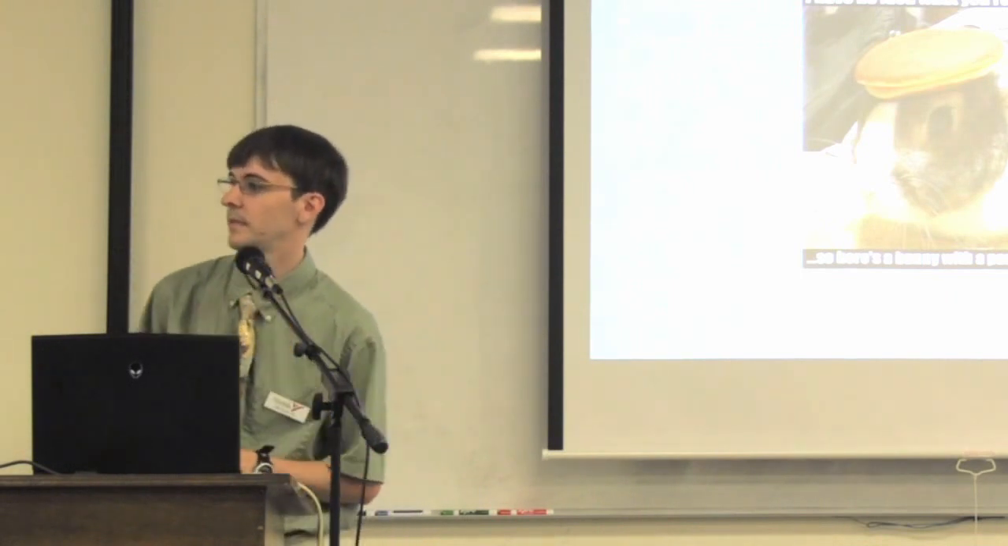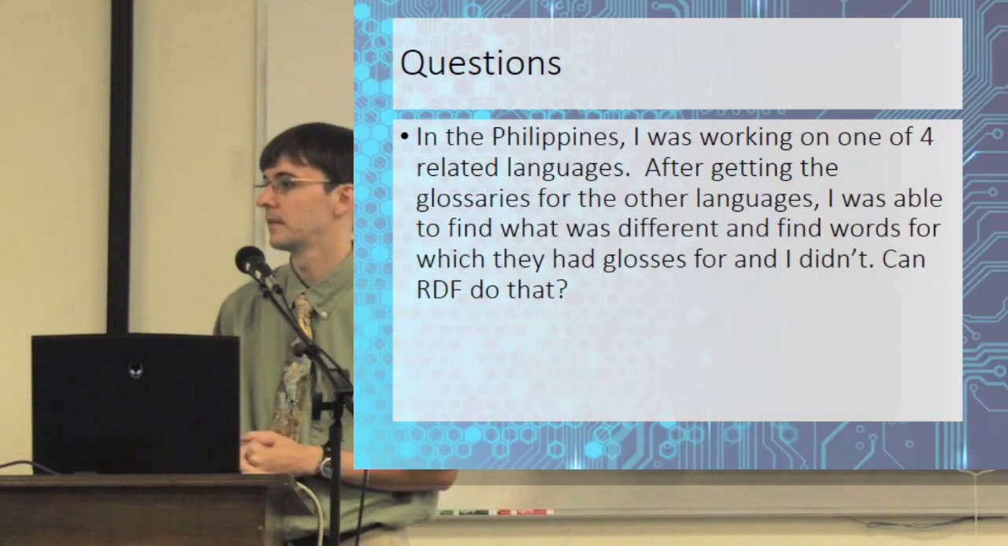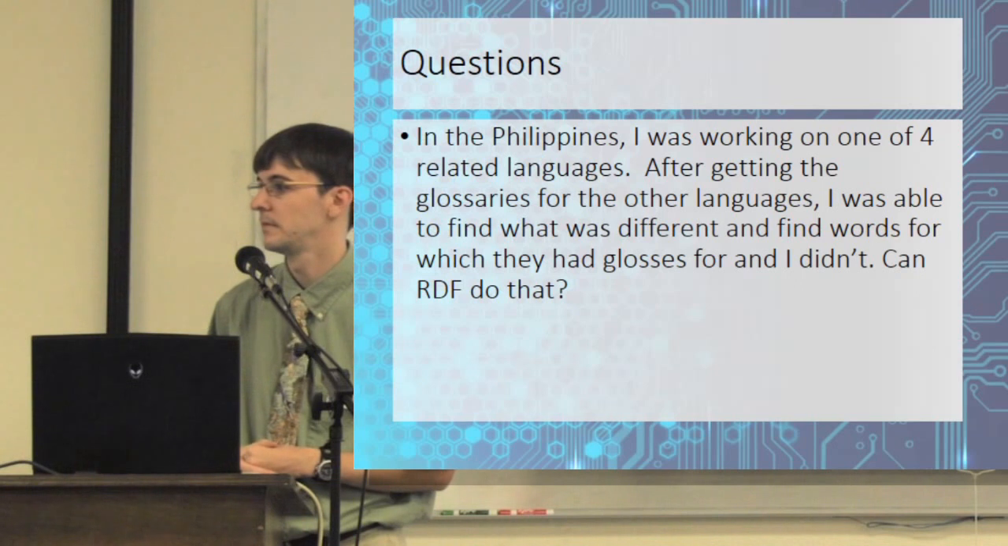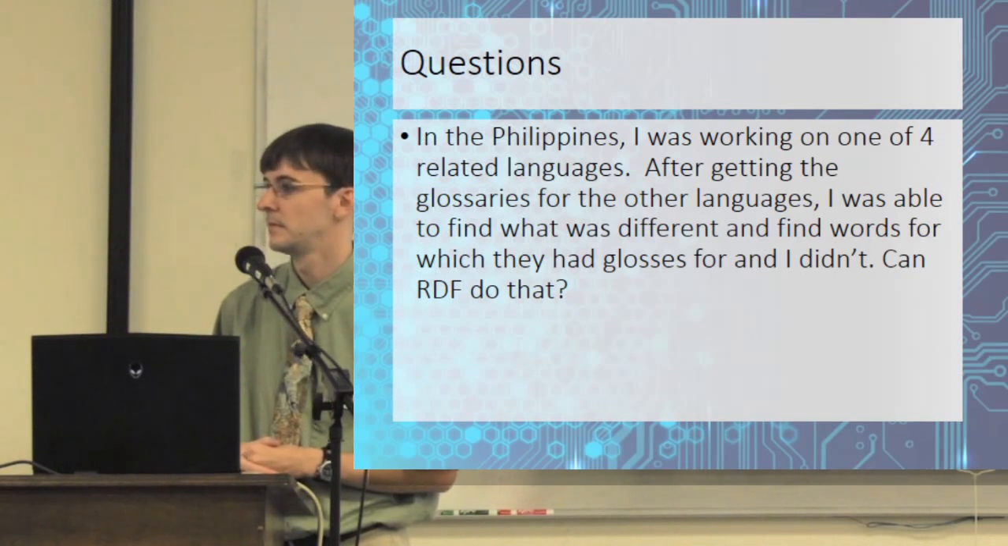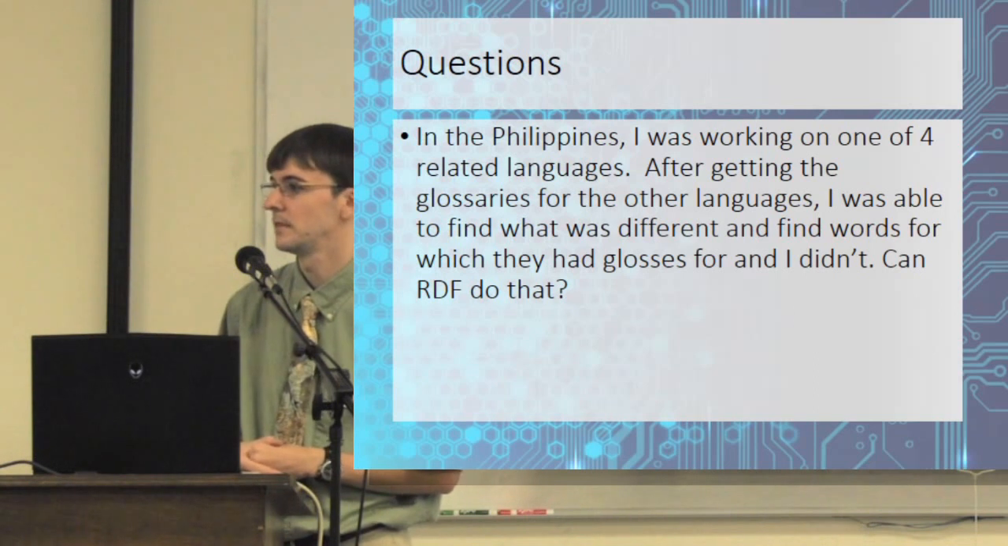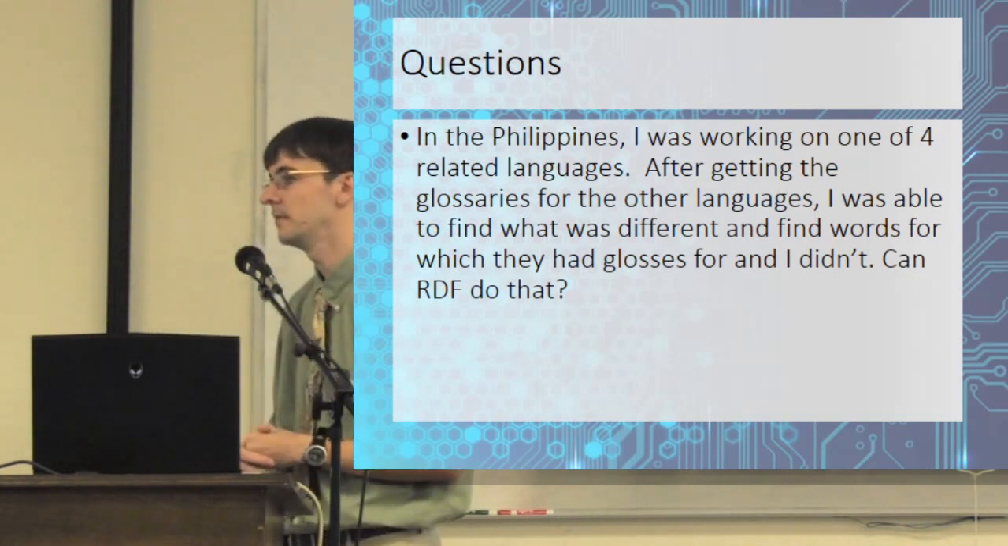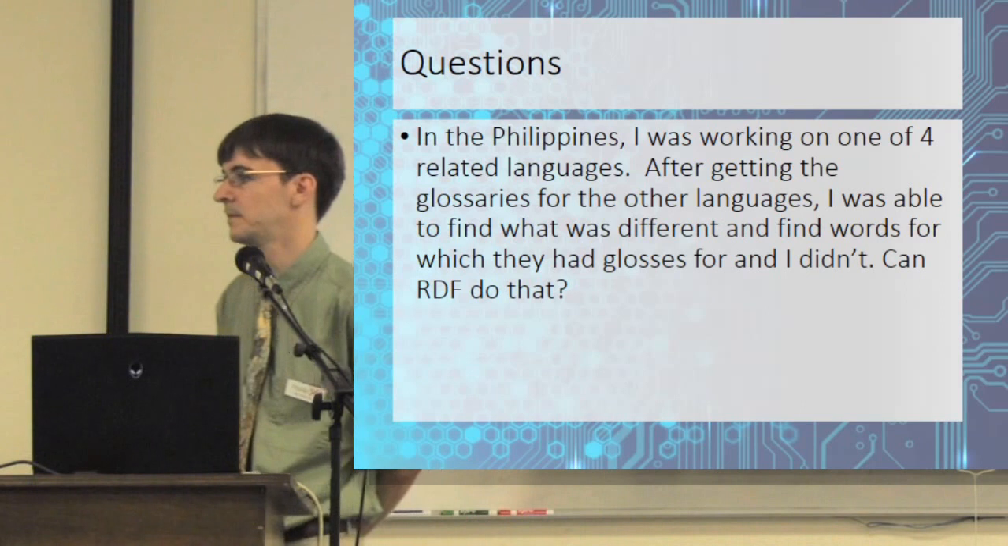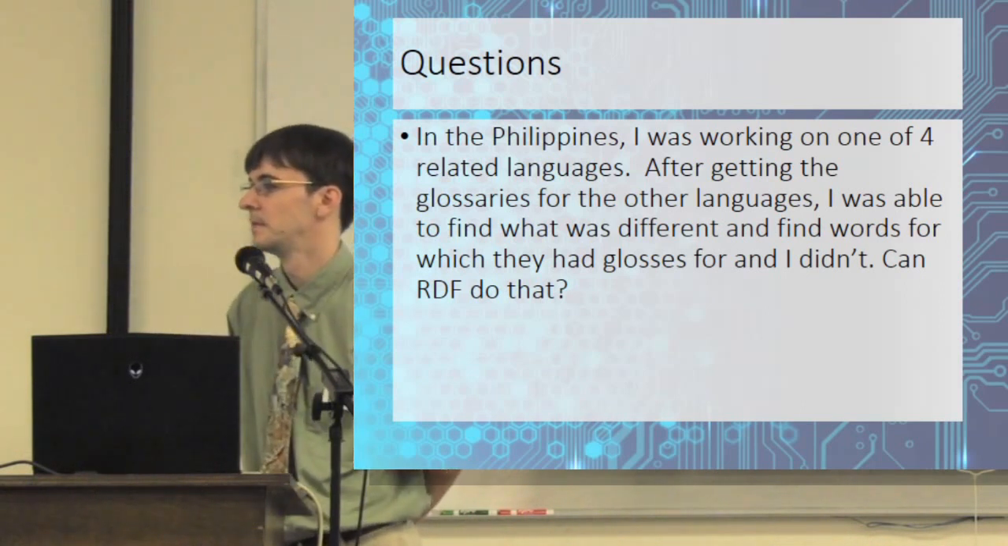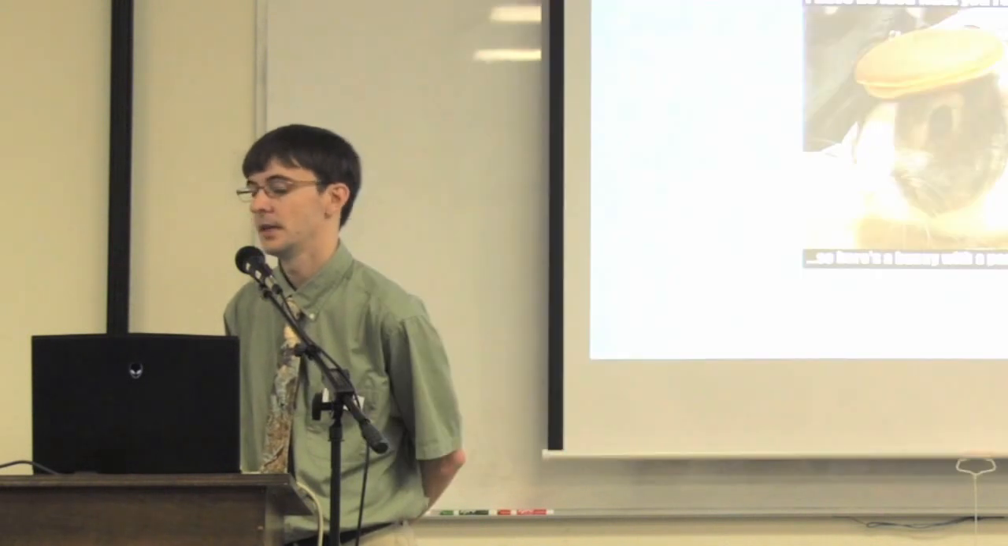When I was in the Philippines, there's 4 Ifugao languages. I was working on one, developing the dictionary, editing it. I was able to get the glossaries from the other 3 languages and found out what is different in theirs. Like bananas, there's different things you can do with bananas. And I also found out words that they had glosses for that I didn't. Can this RDF handle that? It can do that, yeah.